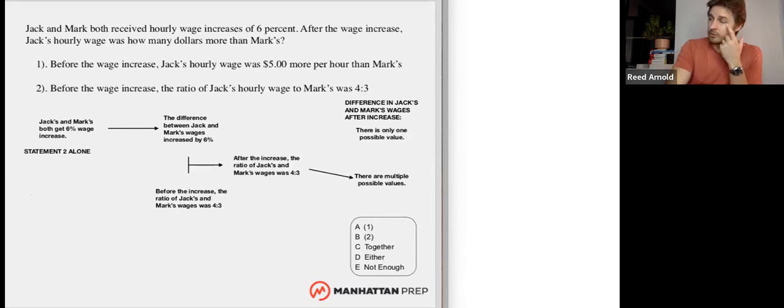Using a more straightforward algebra approach, or just a proportional understanding, if the difference between them increased by 6%, the ratio actually stays the same. All I know is that afterwards, their ratio is still 4:3. There's many numbers that fit that ratio. So I can't actually answer what their actual dollar difference is.